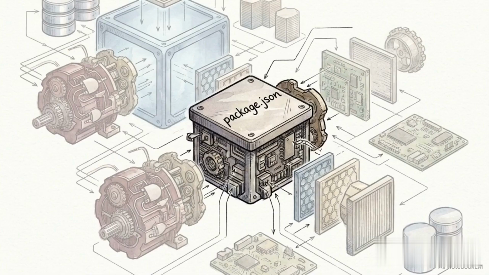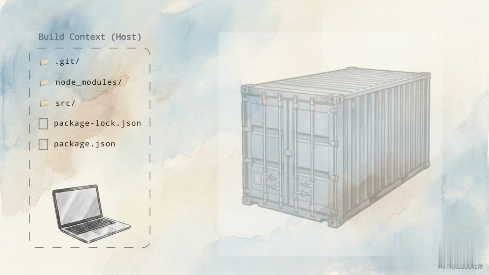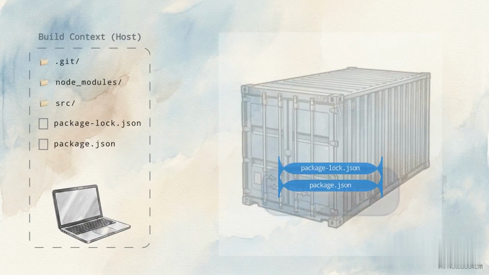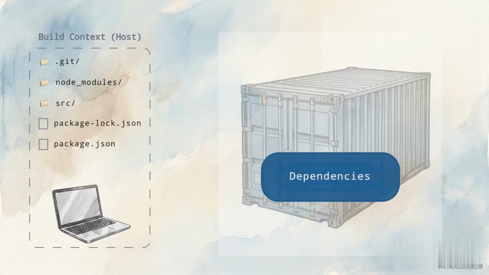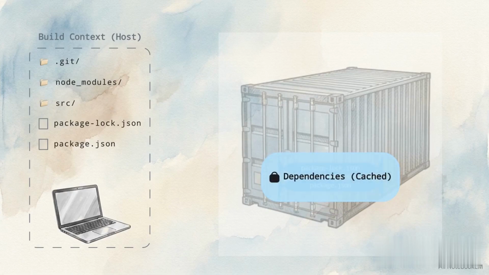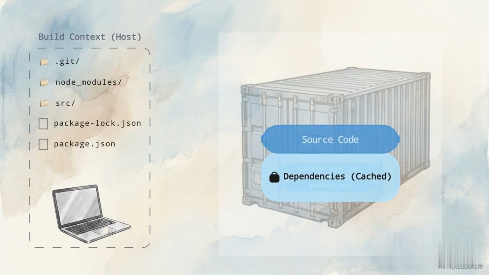Then we make a deliberate choice. We copy only the package.json and lock files into the container, rather than the entire codebase all at once. By running install based solely on package.json, the dependency layer locks into place. Docker caches this layer, skipping installation on future builds, unless you add new packages.